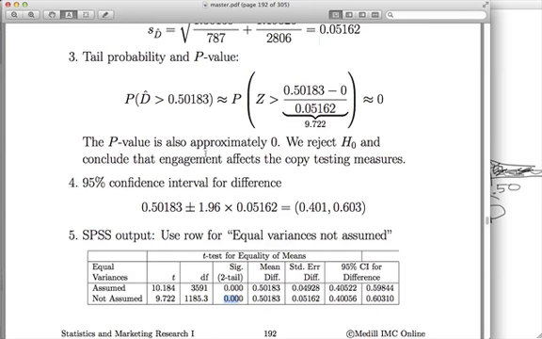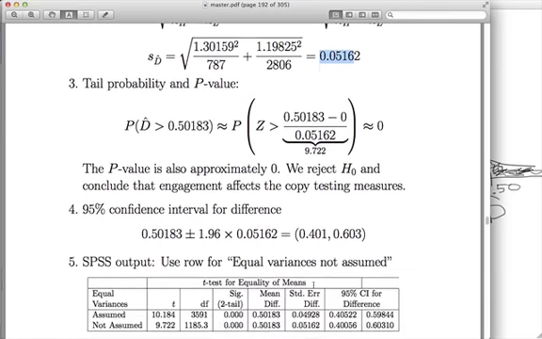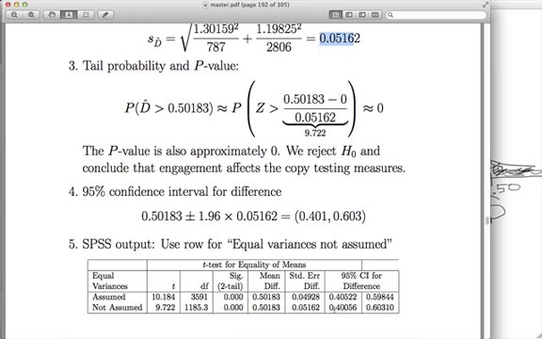Now there's one other thing that we could do. We could alternatively compute a confidence interval. So how do we get a confidence interval? Take our statistic plus or minus 1.96 or 2 times the standard error. So here's the standard error of the statistic, 0.05162, and you get a confidence interval. Notice that's exactly what is reported by SPSS down here, 0.40, 0.60. And we could say, well, since the reference value 0 is not contained in that confidence interval, we're going to reject H0 and come to the same conclusion.